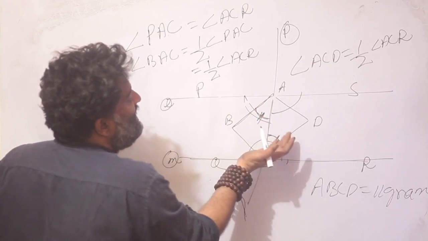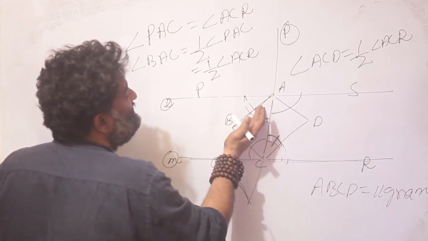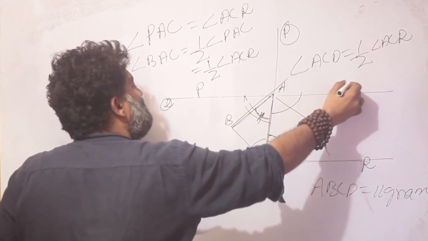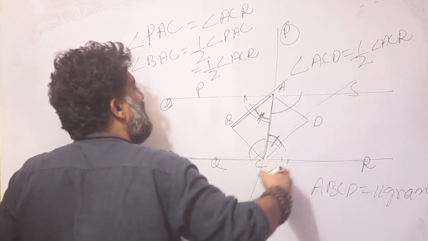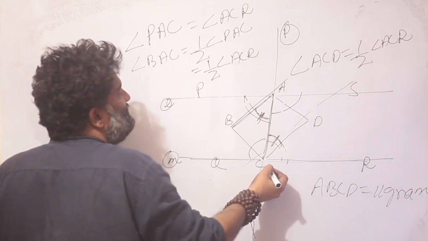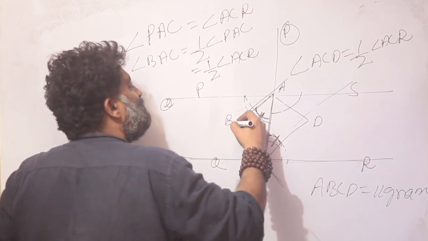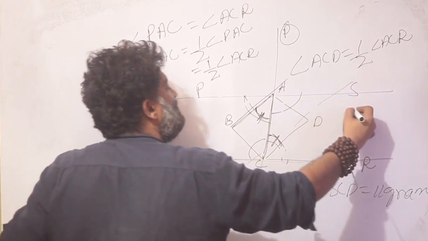These two are alternate interior angles. This is the transversal and this is the parallel line that we are talking about, BA and CD. So this is the transversal and the alternate interior angles are equal. That proves that BA is parallel to CD.